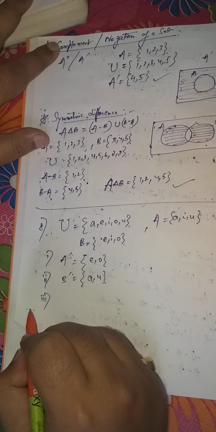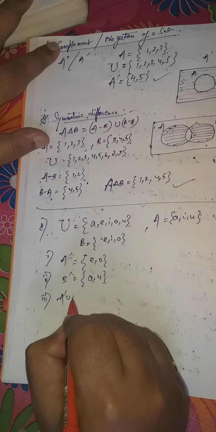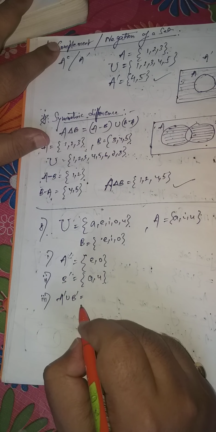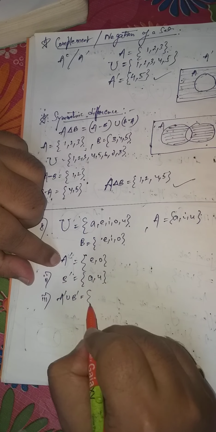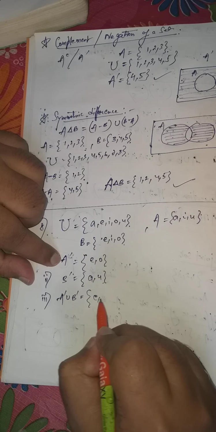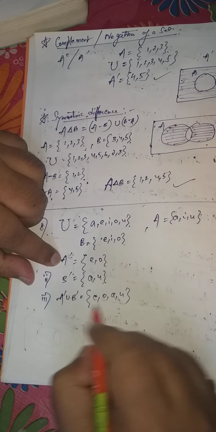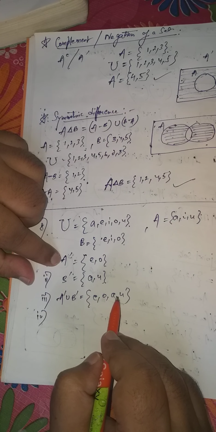The third one is what? A complement union B complement. So you have to do the union of these two sets. For union, just write down all the elements which are there in the two sets, but do not repeat the elements. Simple. A, E, O, A, U. A, E, O, U.